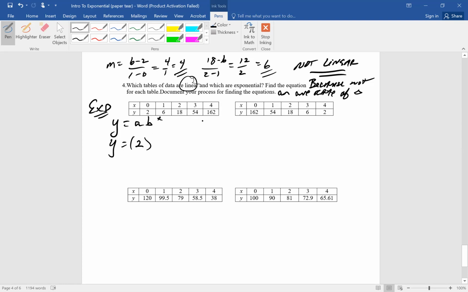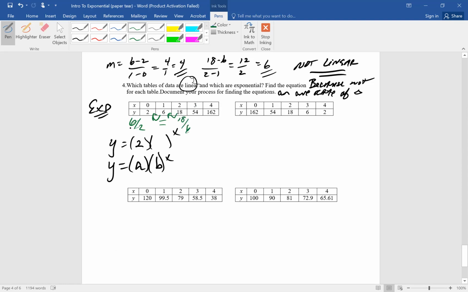You can tell the multiple if you take one value, and let me erase this for a second. Remember, y equals ab to the x is the function we're looking for. Now, my cheat way is as long as these are going in equal increments, and that's a huge if. As long as you're going from 0 to 1, 1 to 2, 2 to 3, 3 to 4, as long as you take one value and divide it by the preceding value, 6 divided by 2, it should equal the next one, 18 divided by 6.